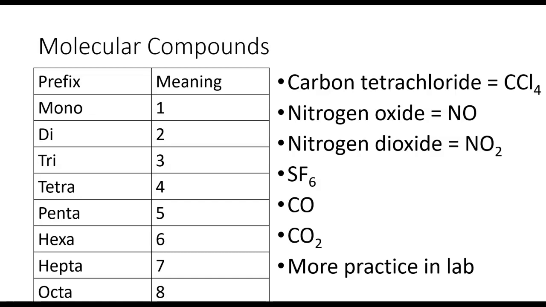So the way this works, if we have carbon tetrachloride, we have 1 carbon and 4 chlorides, or chlorine atoms, so CCl4. Nitrogen oxide, which you could also write as mononitrogen monoxide, but we pretty much always leave off those monos, is NO, versus nitrogen dioxide. There's 2 oxides, so 1 nitrogen, 2 oxides.